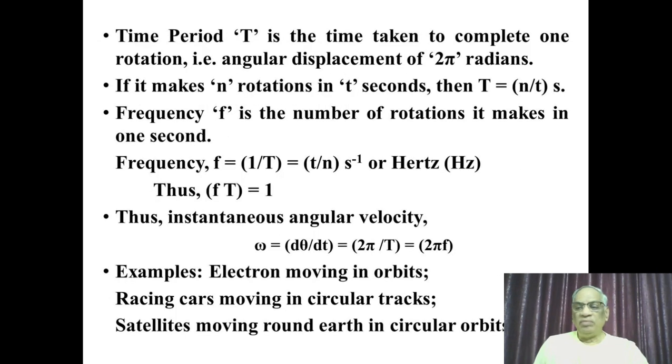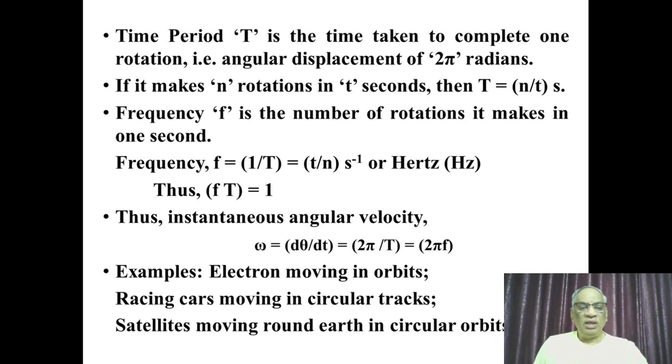The time taken by the body to complete one complete rotation, that is 2 pi radians, is known as the time period. Suppose it makes n rotations in t seconds, then the time period is given by t by n seconds. Then the frequency is nothing but the inverse of the time period, that is the number of rotations it makes in one unit of time, that is in 1 second. So frequency f is equal to 1 by T, that is n by t. Its unit is hertz. Thus the product of frequency and time period is 1.